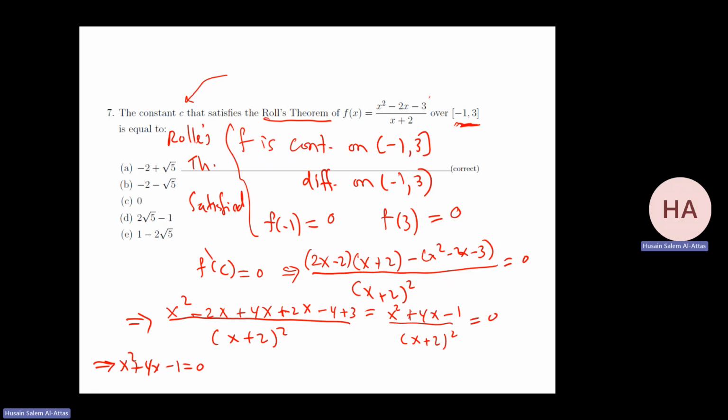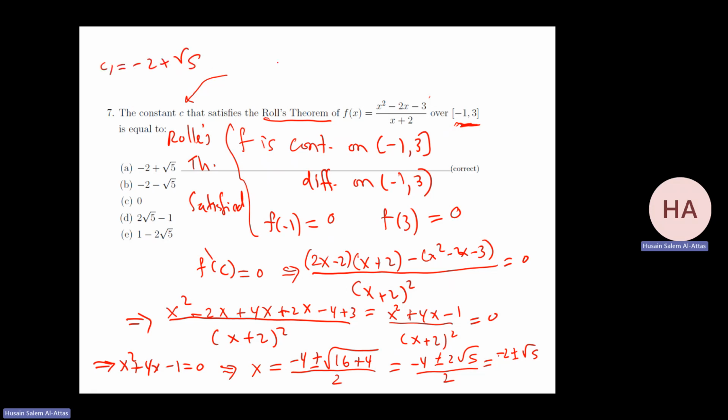I cannot factor it, but I can solve it using the quadratic formula. We have x equals minus b, plus or minus the square root of b squared, which is 16, minus 4ac, which is plus 4, over 2. That will be minus 4 plus or minus the square root of 20, which is 4 times 5, so 2 square root of 5 over 2. Divide by 2: minus 2 plus or minus square root of 5. So I have c1 equals minus 2 plus square root of 5, and c2 equals minus 2 minus square root of 5.